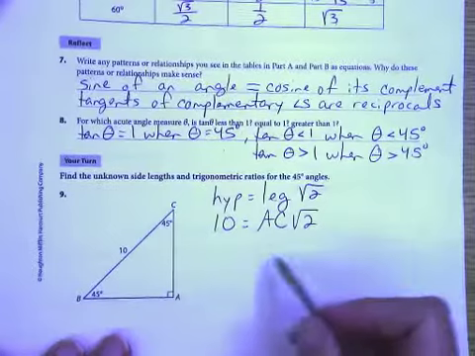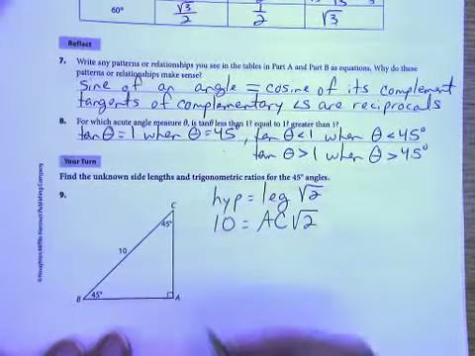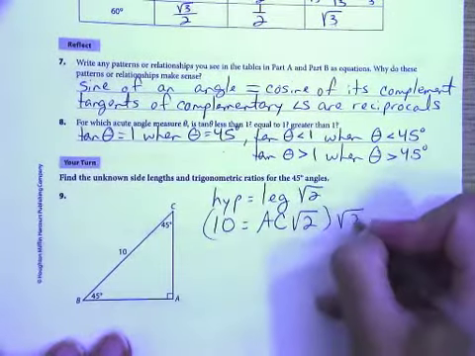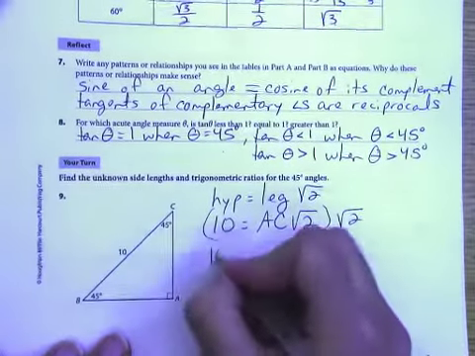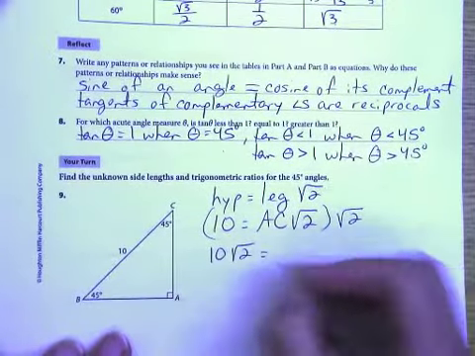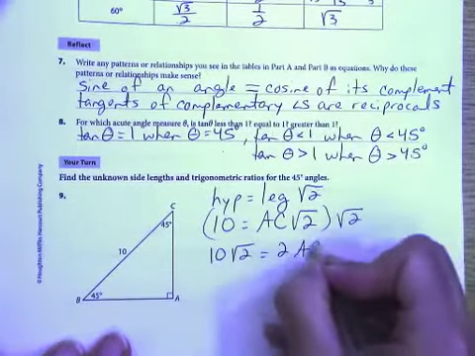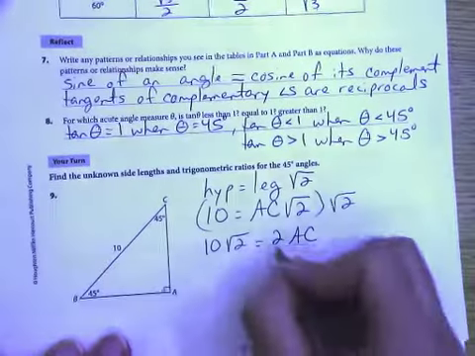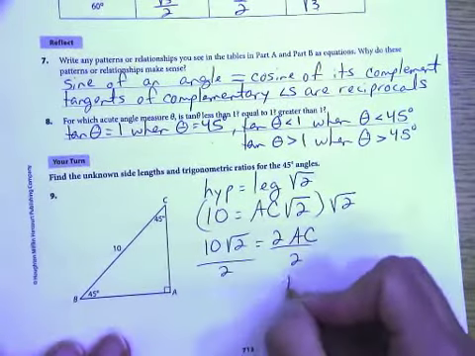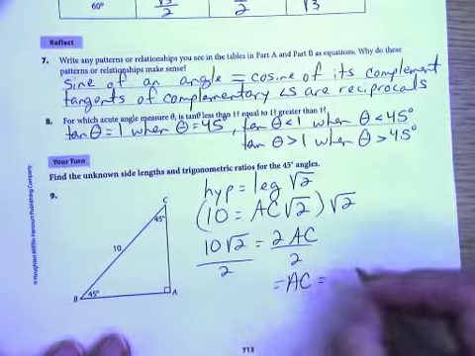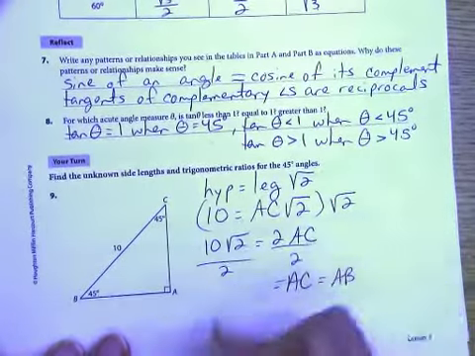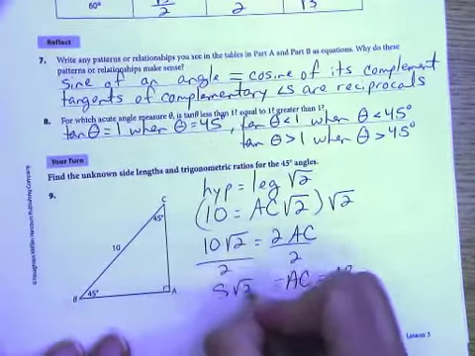Now I'm going to do in this example the same thing that I saw earlier that I really liked. I'm going to multiply this whole equation times radical 2. When I do that, I get 10 radical 2 equals 2 times AC. And when I divide both sides by 2, AC, which is going to be the same as AB, is 5 radical 2.